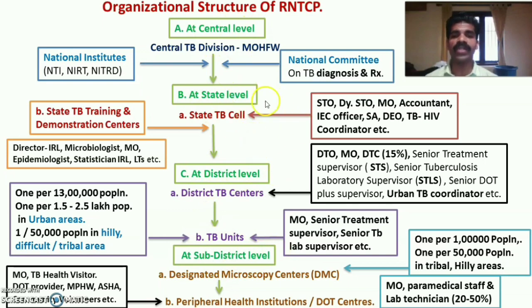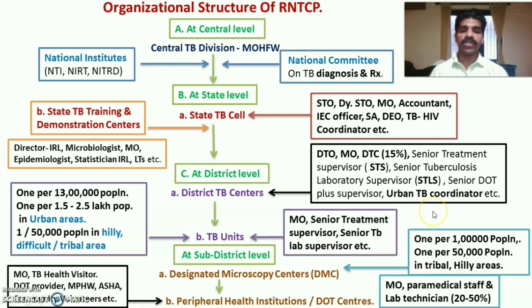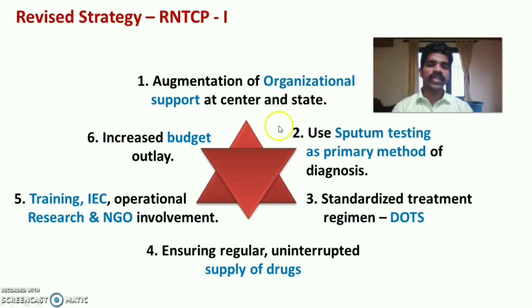So after studying everything, you can go through this diagram and get a glance of the organizational structure of the RNTCP. So these are the organizational structures of the RNTCP program in our country. Next is the second revised strategies of RNTCP phase 1. The second revised strategy was to use sputum testing as the primary method of diagnosis of all TB cases.